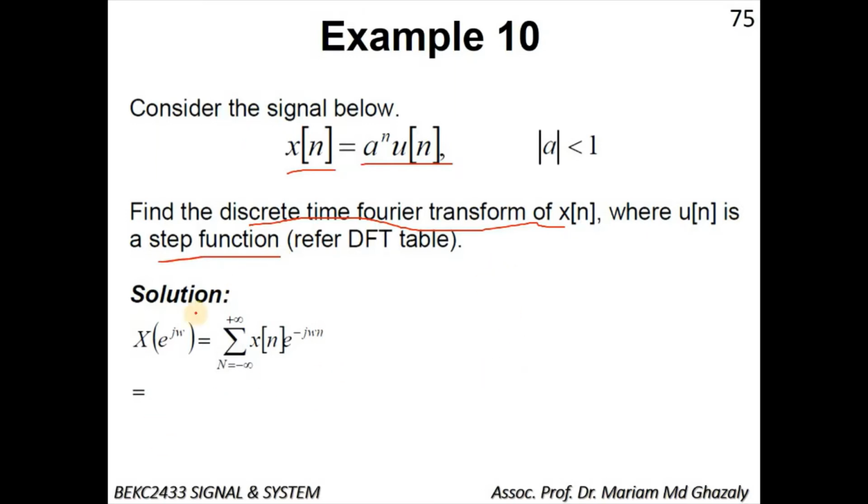To solve this example, read the question carefully. You are given the signal in terms of the time domain, and you are asked to calculate the signal in terms of the frequency domain. So you are going to use this equation: X(e^jω) equivalent to the summation from minus infinity to infinity of x[n] times e^(-jωn).